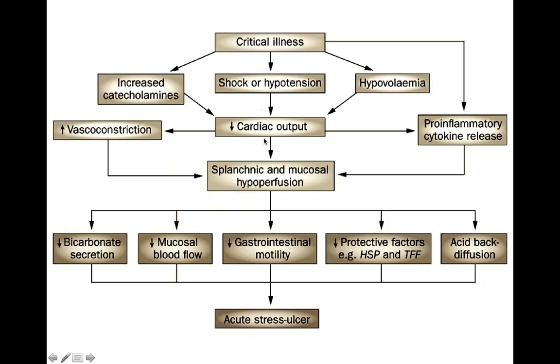So the patient is in shock, with decreased cardiac output and decreased splanchnic blood flow, which can lead to stress ulcer. Or there can be increased catecholamine release, or vasoconstriction, or the release of cytokines. All of these cause decreased splanchnic perfusion, so that will cause decreased mucosal flow, and that can lead to stress ulcer. Okay, clear?